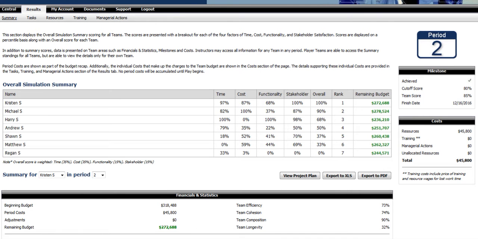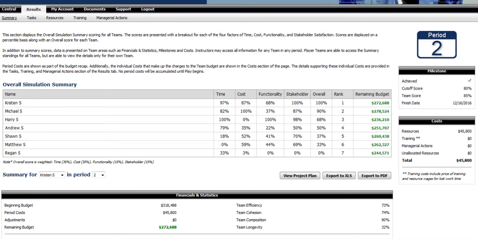Hello and welcome to this brief analysis of everyone's simulation results from period 2. Right now I'm looking at, on your screen, the simulation for the third grouping of students, everyone apparently with the last name beginning in S, which is a weird concept in itself.